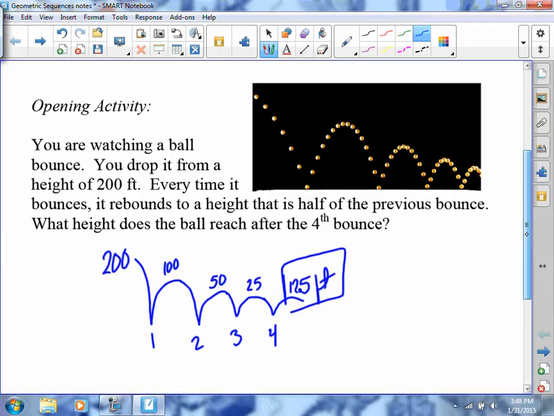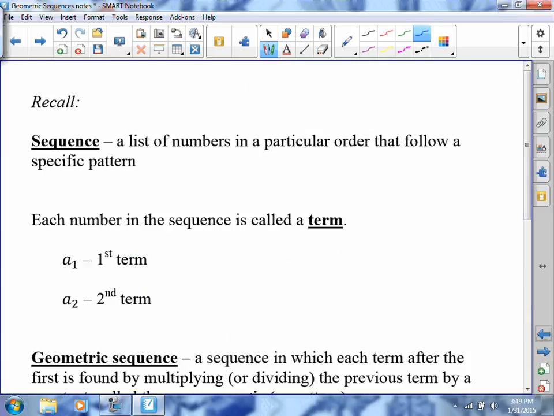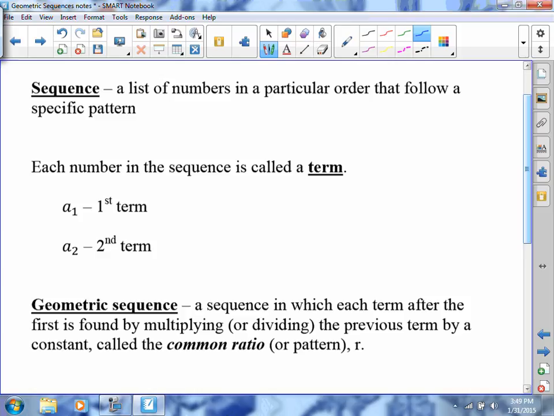Okay, so this is an example of a sequence because the ball is bouncing half as high every single time. So there you're either multiplying by a half or dividing by 2. When you multiply and divide to go from one number to the next, that's a geometric sequence. Remember, when we've talked about sequences before, we've been adding or subtracting. A sequence was a list of numbers in a particular order that followed a specific pattern. Now we were adding and subtracting before, now we're going to be multiplying and dividing.